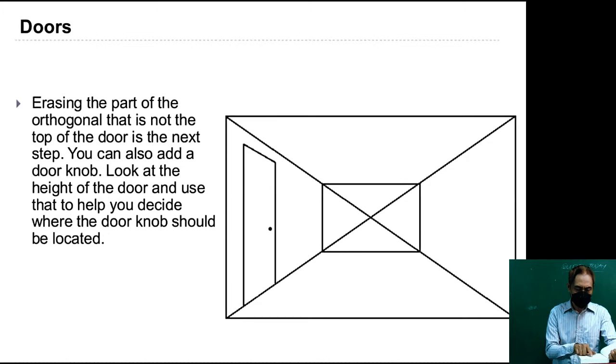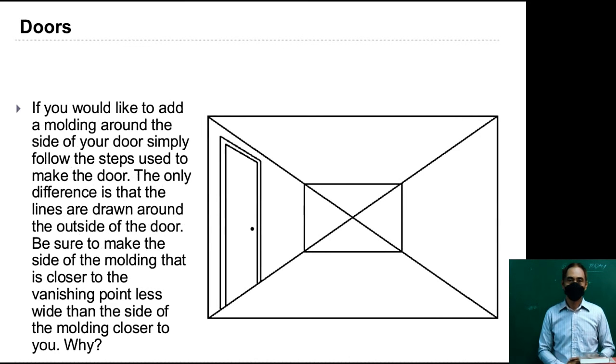Erasing the part of the orthogonal that is not the top of the door is the next step. You can also add a doorknob. Look at the height of the door and use that to help you to decide where the doorknob should be located.